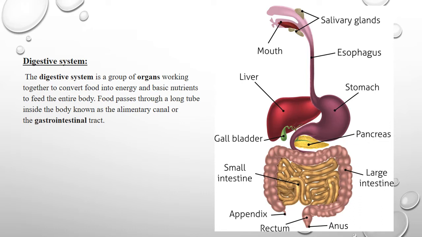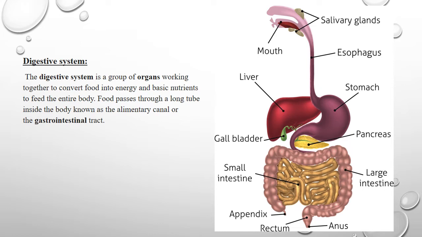Esophagus is a muscular tube which passes the food from the mouth to the stomach by contraction and relaxation. Because the esophagus does not have any concern with digestion, it is just a passage by which the food passes from the mouth to the stomach. Now the stomach is a muscular sac which secretes hydrochloric acid, enzymes and water.